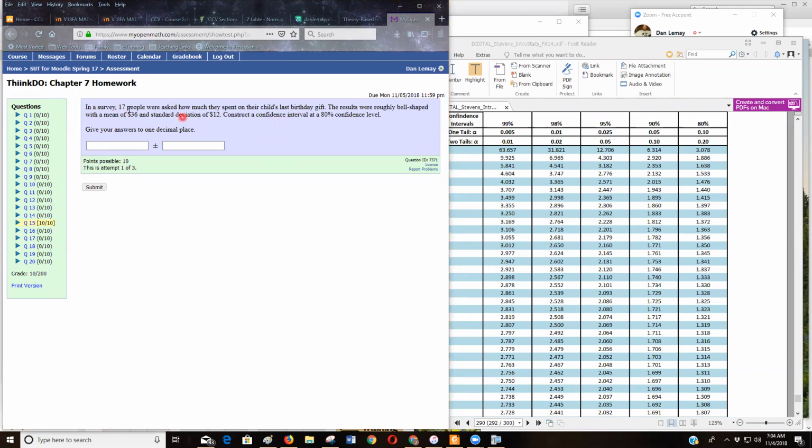They're telling me I've got 17 people, which is a pretty small sample, less than 30. They're telling me the results were bell-shaped. The conditions we have to meet are that we have a sample of 30 or more, or that the parent population has to be normally distributed. This is telling us the sample result was normal, which doesn't quite meet it. It's supposed to be the population we're drawing the sample from. But with that caveat, they're telling us to do it.